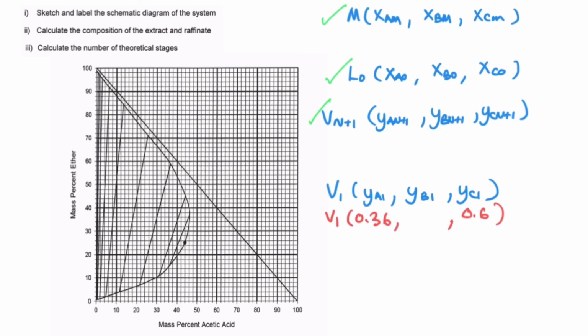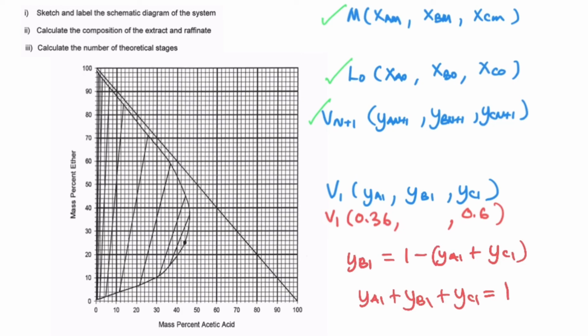For example, to calculate YB1, you take 1 minus YA1 plus YC1. Remember the mole fraction that you have done before: YA1 plus YB1 plus YC1 at the stream that you're talking about will always equal 1, not more than 1, not less than 1. It should be equal to 1.